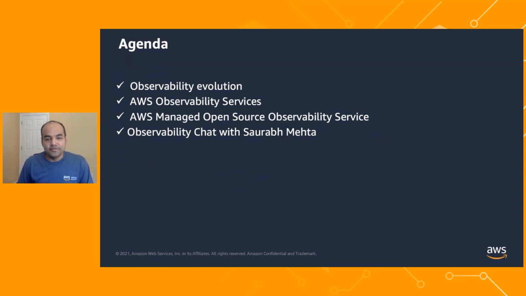In the first part of this talk, I'm going to talk to you about AWS managed open source services for observability. And in the second part of this talk, which is going to be more exciting, I'm going to have a Q&A with Saurabh.